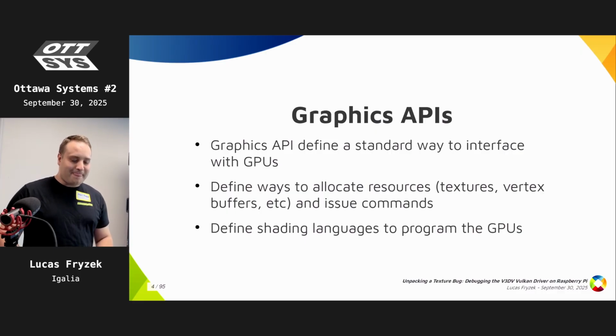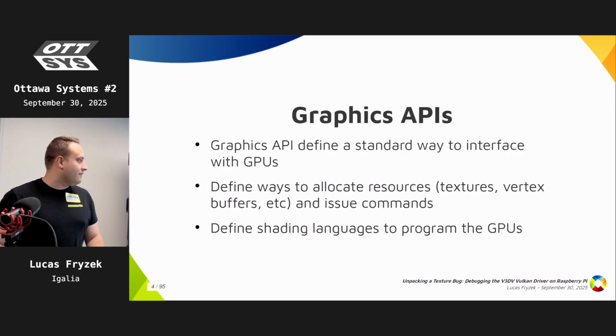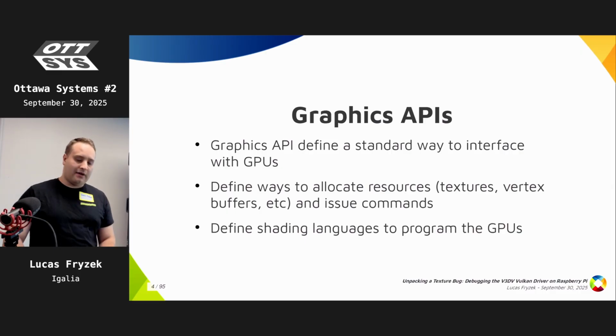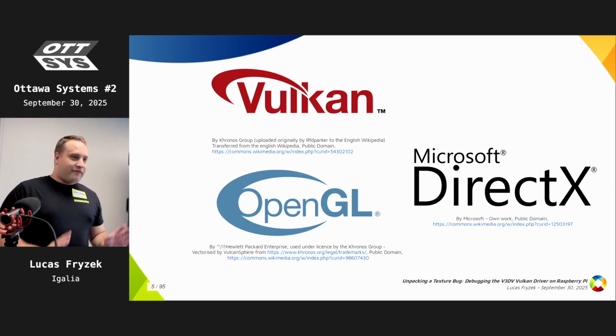They define a standard way to interface with a GPU, and they provide APIs that let you do things like manage resources on the GPU, schedule workloads to run on the GPU, and issue commands that will do various things. And they also define shading languages, which are programming languages that will be compiled down and then run on the GPUs themselves, on their shader cores. And you might have heard of some of these graphics APIs, for example, Vulkan, or OpenGL, or DirectX. The bug that I'm going to be talking about in today's presentation is in the Vulkan driver. So we're going to be focusing just on the Vulkan API.